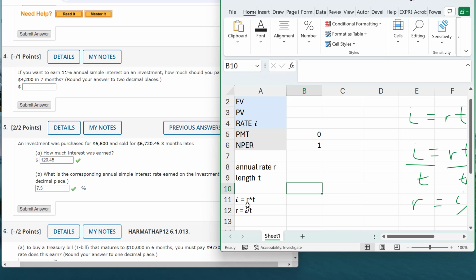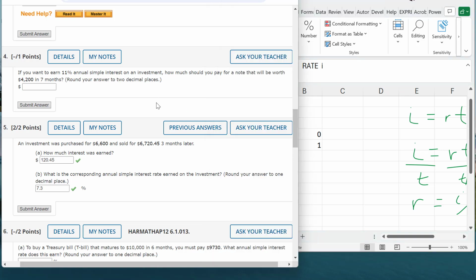Rate per period is annual rate times time. So annual rate R, rate per period i. And if you need to find the annual rate, you take the rate per period and you divide by the time. So when Excel says rate, it means rate per period. Okay, let's try one.